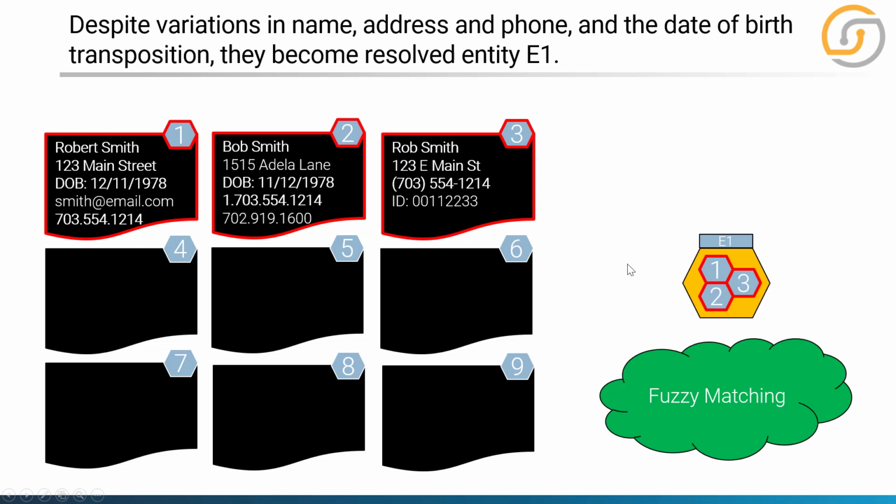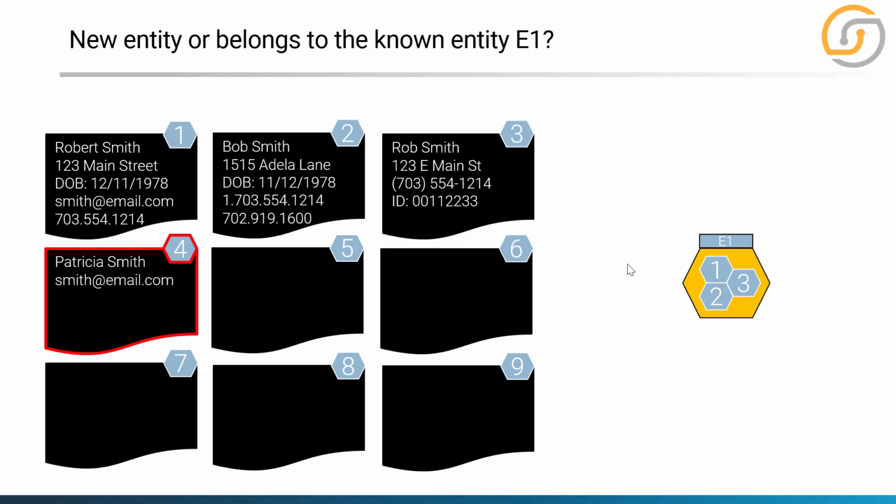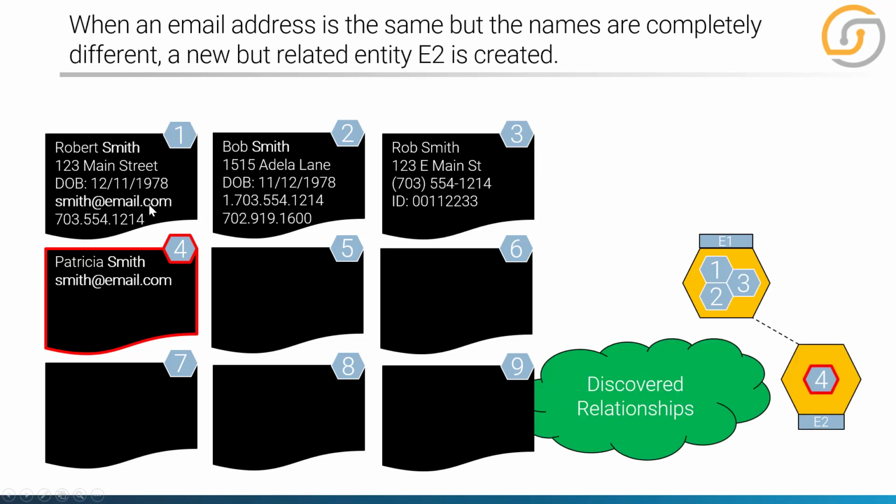There can be then more records that are added. And for example, in this case, we do have an interesting match. There is an email, so it's kind of strong, but it's clearly not the same entity. So what the system will do is create a new entity and simply say there is a relationship. And this is a case of discovered relationship.